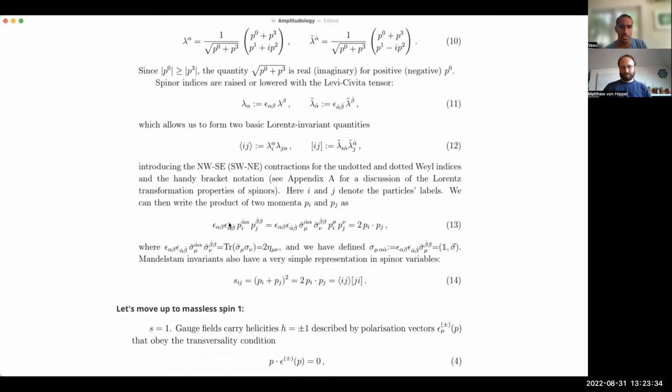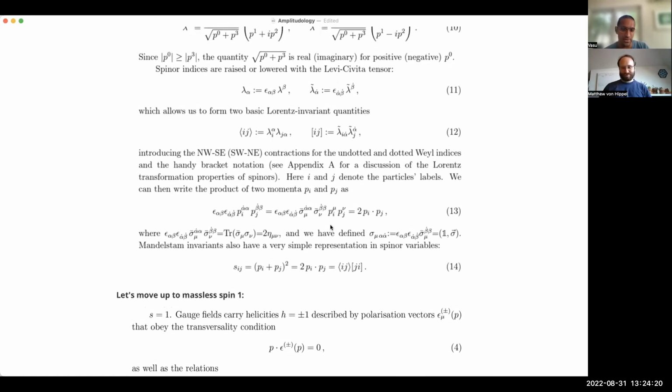And to make that point, here's what pi.pj, or 2 times pi.pj, looks like. So notice that when we're on shell and the particles are massless, that is the Mandelstam invariant Sij, and it's just given by the product of angle bracket ij times square bracket ji. And baked into all these conventions is this other stuff that we discussed of having top left, bottom right, bottom left, top right, and so on for dotted versus undotted. And we'll leave that as homework to sort out for whoever's interested.